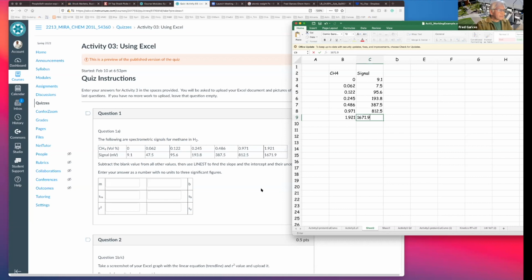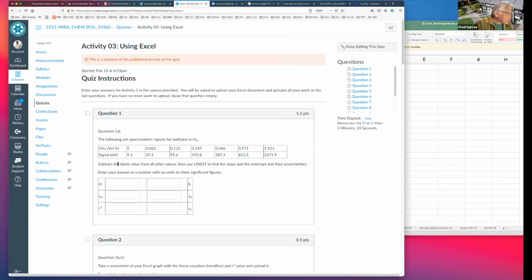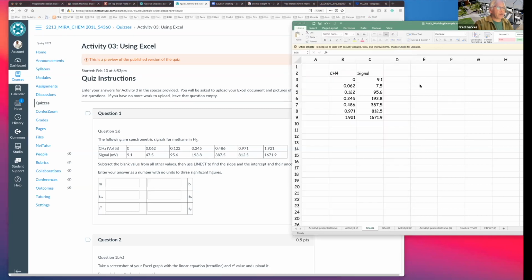Okay. So the first thing it says right here is, subtract the blank value from all values, then use Linest. So I'm going to do the corrected signal. And that just means that I'm going to subtract 9.1 from this value. So when I have 0 methane, the signal should be 0. So how do I do that?